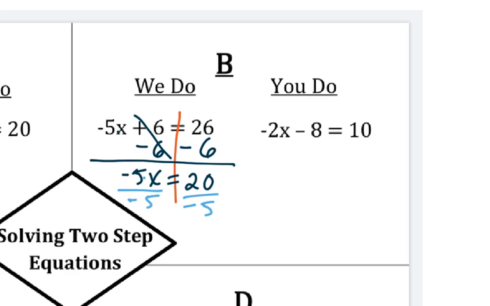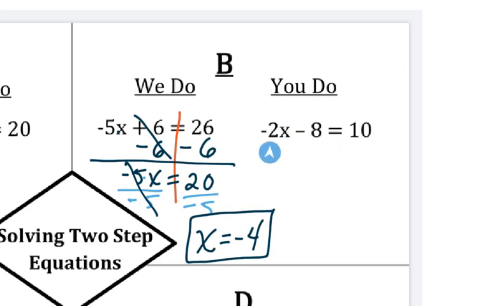When we do algebra, anything that happens to the left side also must happen to the right side of the equation, of the border. So negative 5 over negative 5 just leaves us with 1x equals 20 divided by negative 5, which is the number negative 4. So now, using the same idea, go ahead and try the you do for part B.